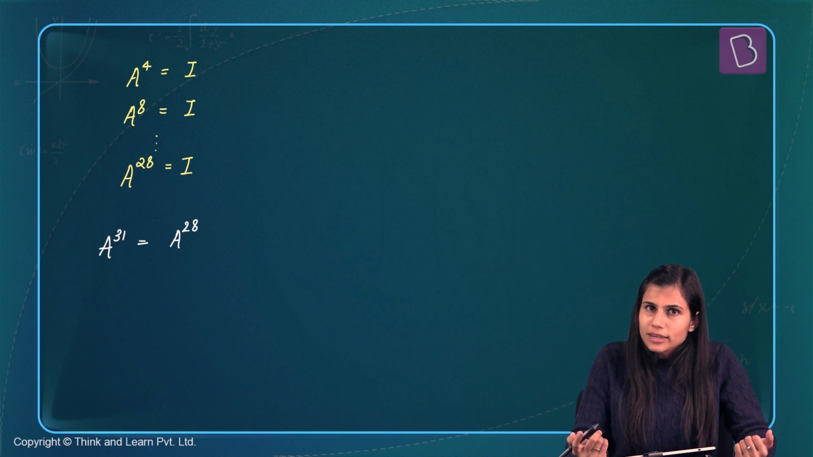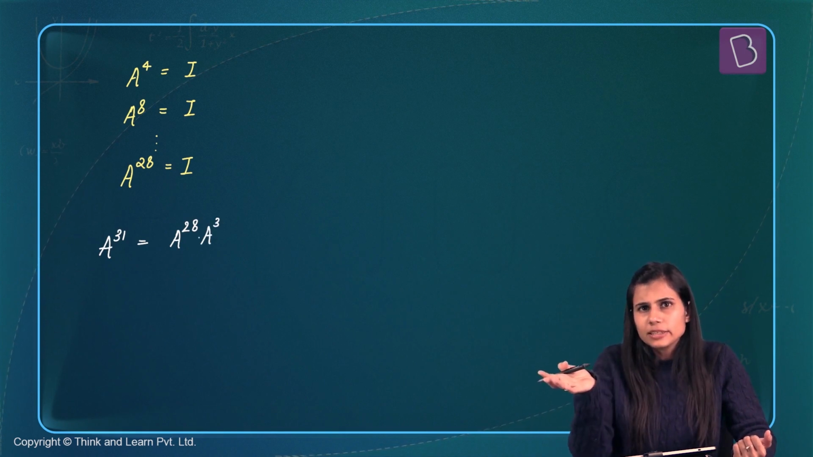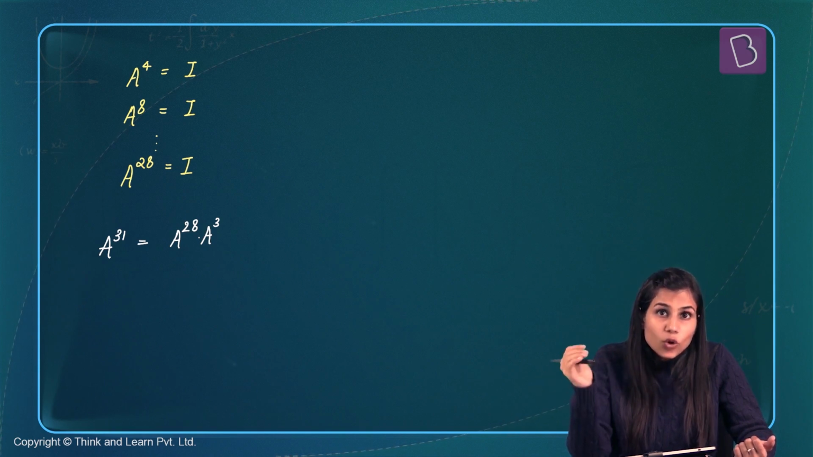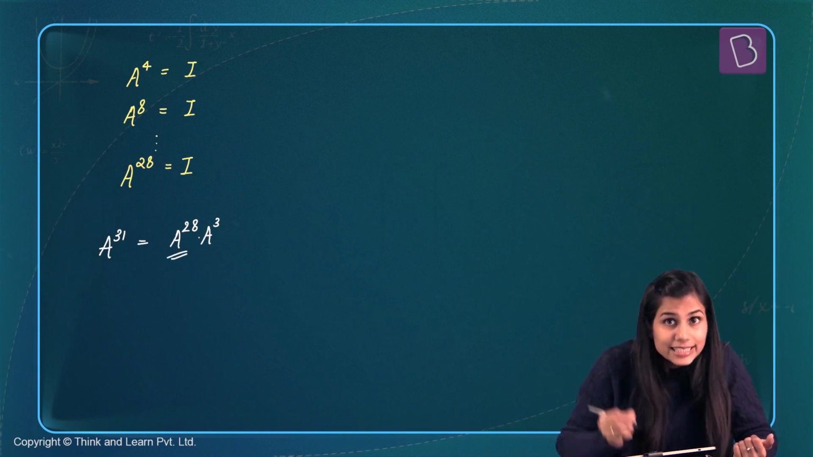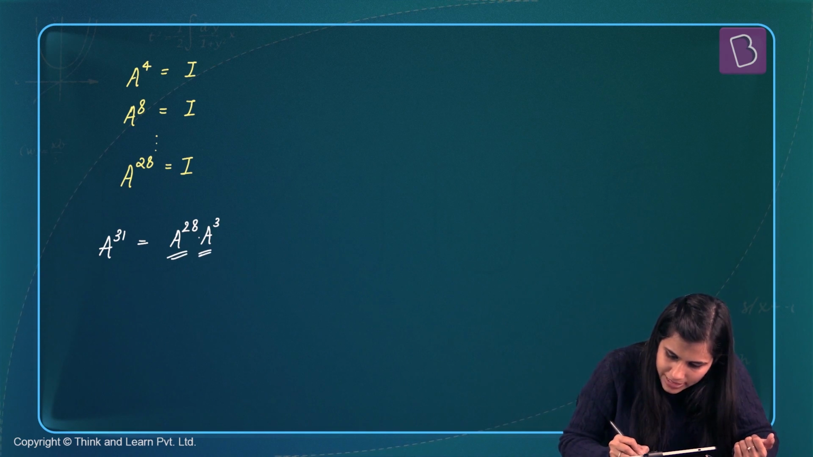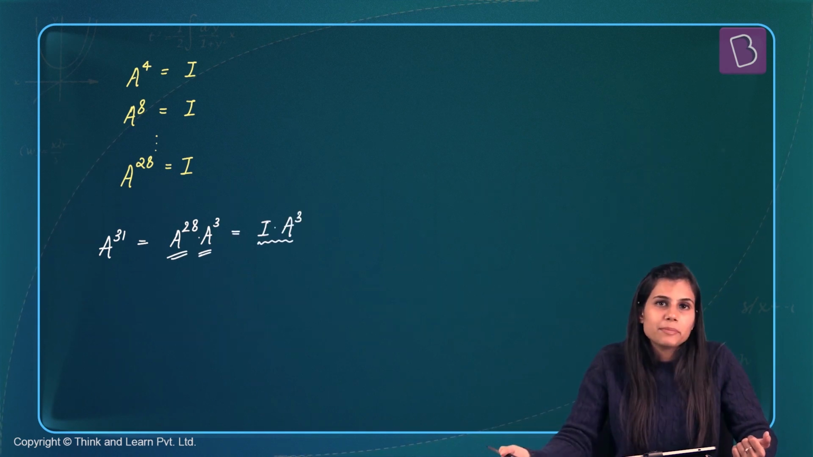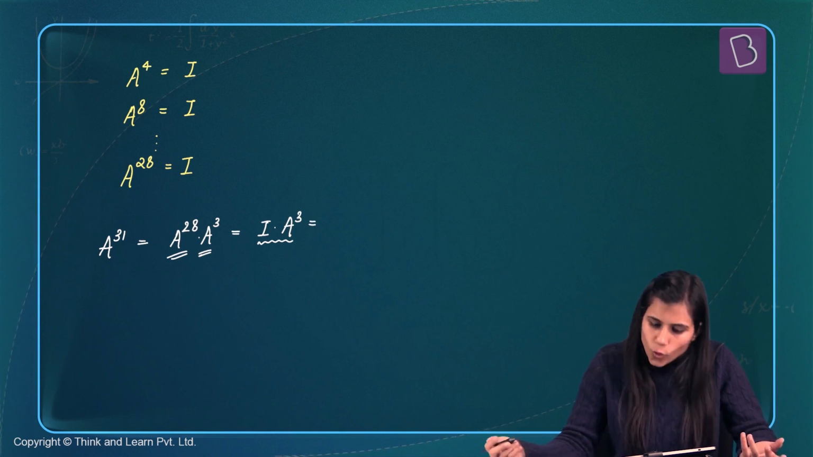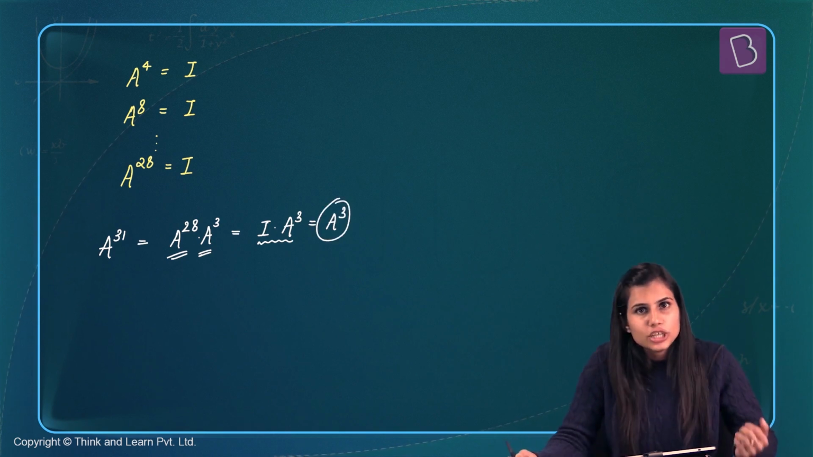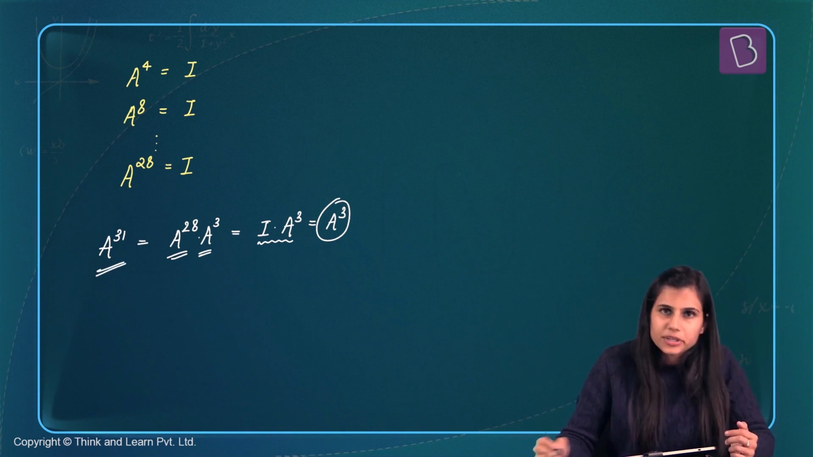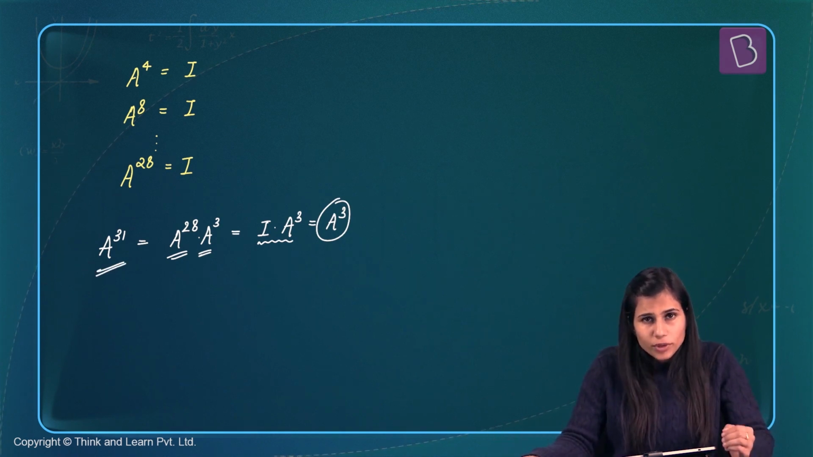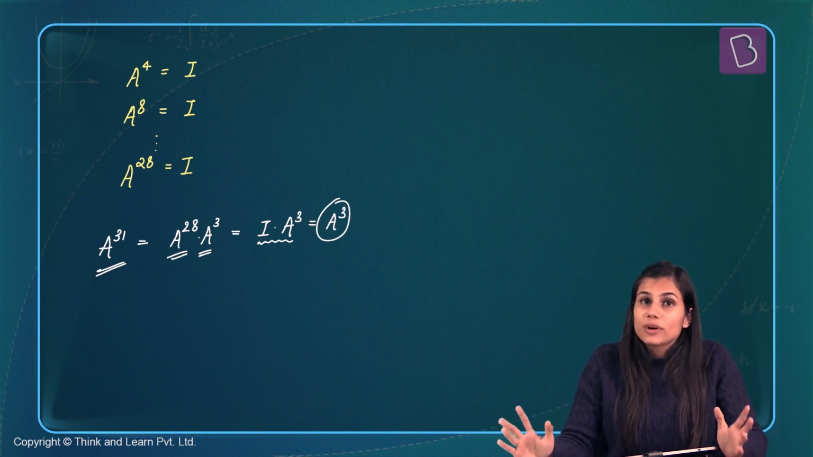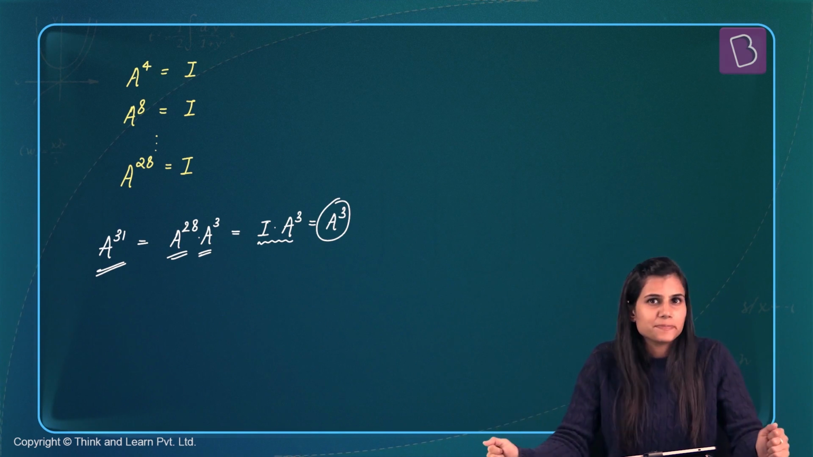So A to the power 31 means what? 28 plus 3 is 31. So A to the power 28 plus 3, that's what I can write. Which makes it A to the power 28 into A to the power 3. That means I multiplied by A to the power 3, isn't it? Because A to the power 28 is the identity matrix of order 3. Which leaves you with A cube to be the value of A to the power 31. And that's how, just by following the drill of forming a pattern, you are left with the answer that A to the power 31 is equal to A cube within no time.